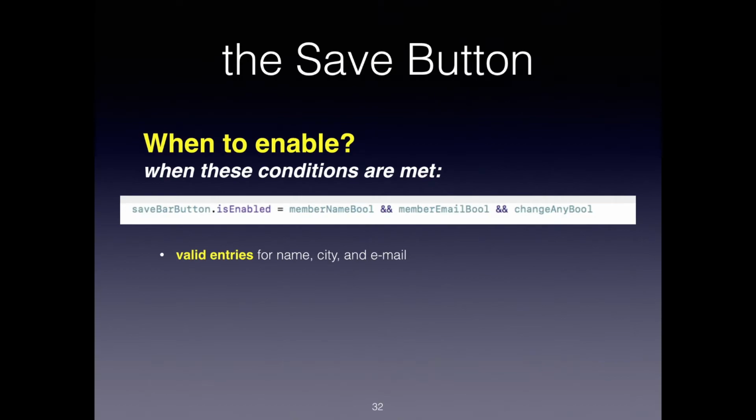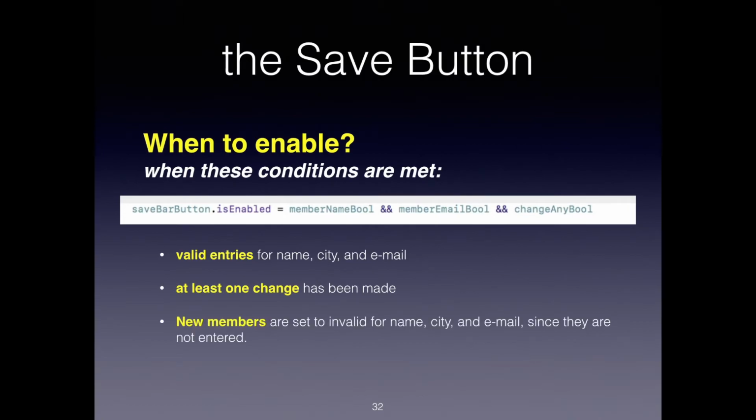And finally, there are circumstances where you have a valid name and a valid email, but you've just made a change to the photograph, or a change to the city. The guy has moved. In that case, any change you make, there has to be some change that has been made before the save button is enabled. So we have to have at least one change.